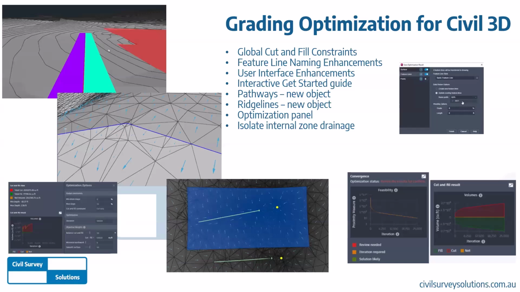The optimization panel has also been enhanced. It provides a heads-up display for reviewing and analyzing the optimizations in progress. So that's this one over here. And the last piece is this one here, which is the ability for you to isolate an internal zone for drainage. So you can now isolate drainage objects, so drainage lines, low points, ridges within a zone from affecting the optimization outside that zone. And you can use the zone properties to get in and out of that sort of stuff. All right.